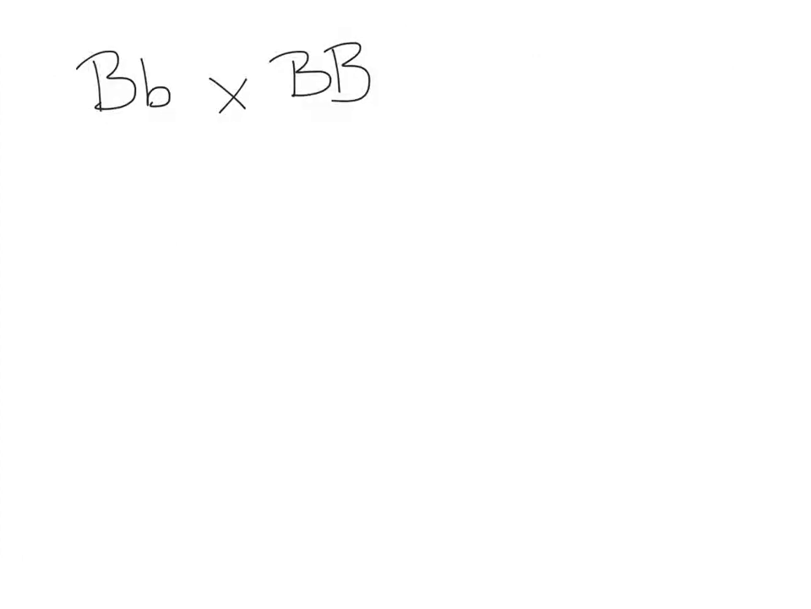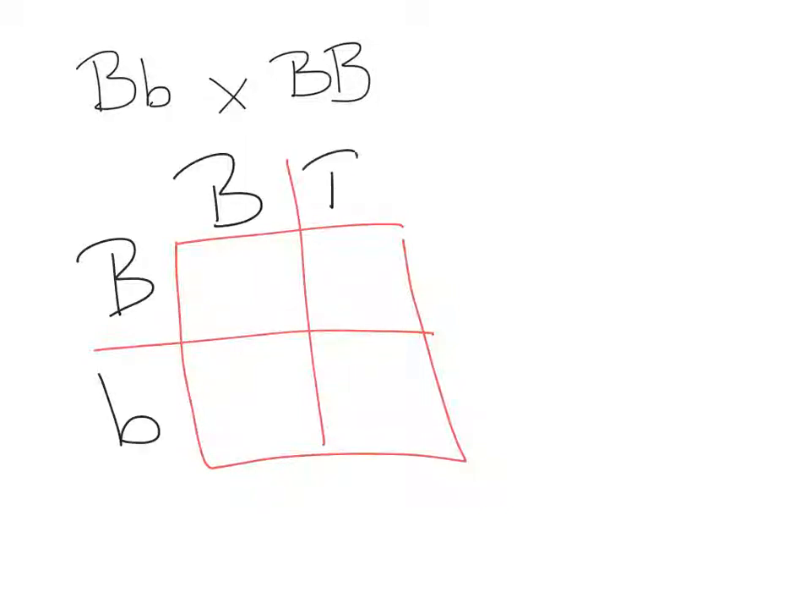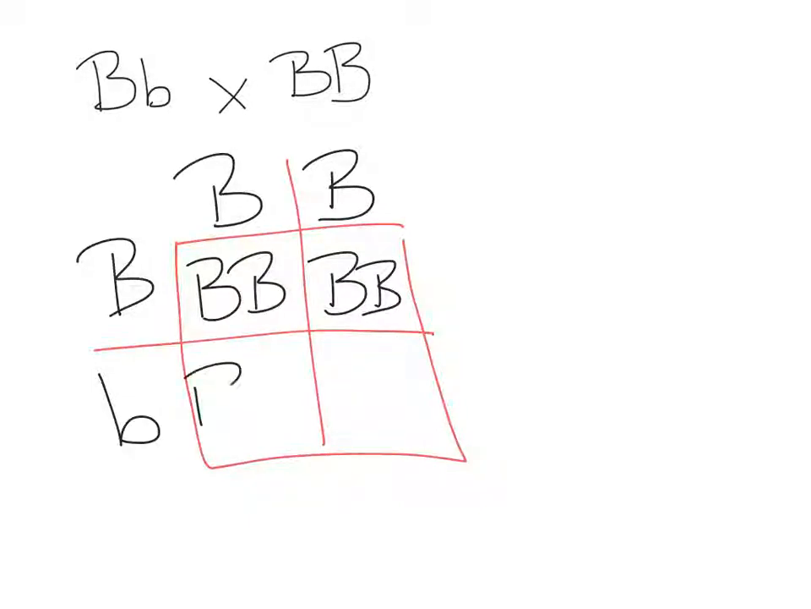Once we have our cross, we're going to put our gametes into a Punnett square. So big B, little b for parent number 1, big B for parent number 2. We're going to fill those in with the appropriate gametes.